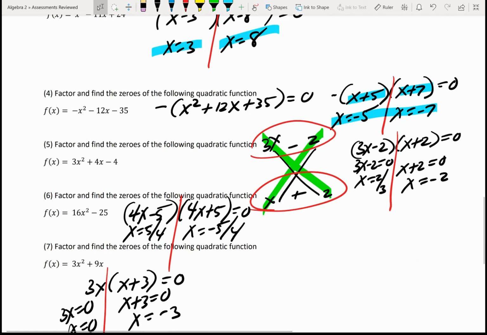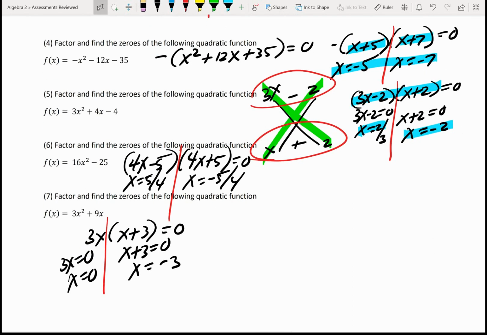Number 5. Okay, so again, you use a crisscross method, and when you factor that, you'll get 3x minus 2 times x plus 2. You set each factor equal to 0, and you'll get 2/3 and -2. Remember the zeros. Number 6 was a difference of squares. So the square root of 16 is 4, the square root of x squared is x, and the square root of 25 is 5. So my factors are 4x minus 5 and 4x plus 5. Set each factor equal to 0, and you get 5/4 and -5/4.